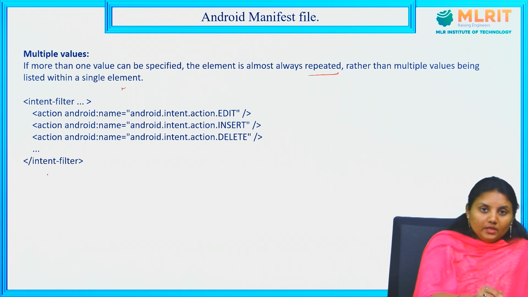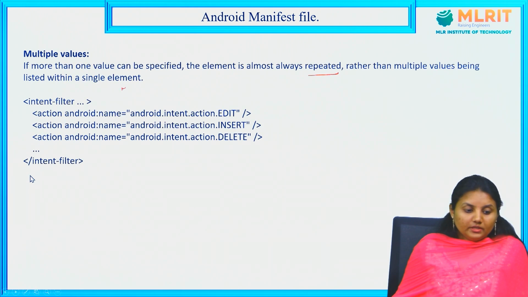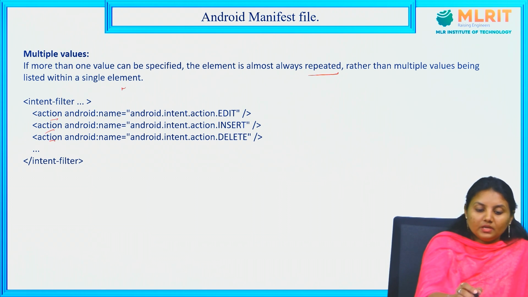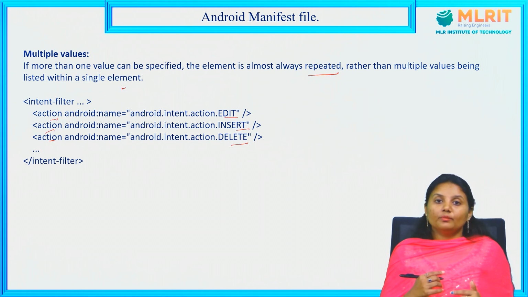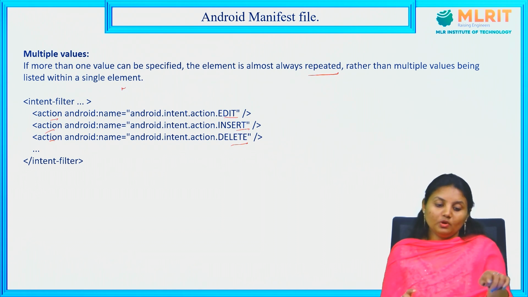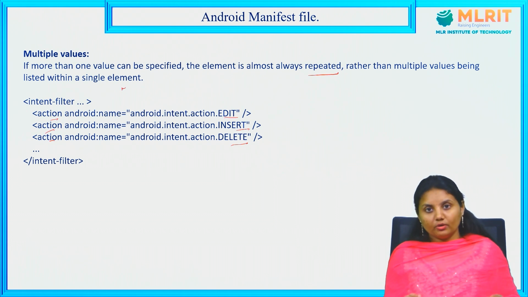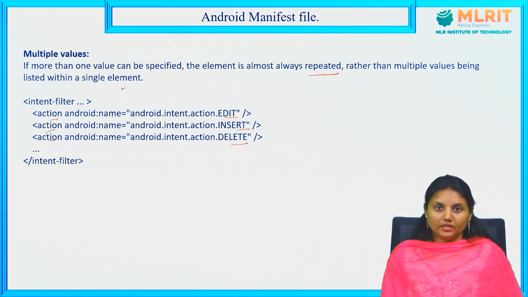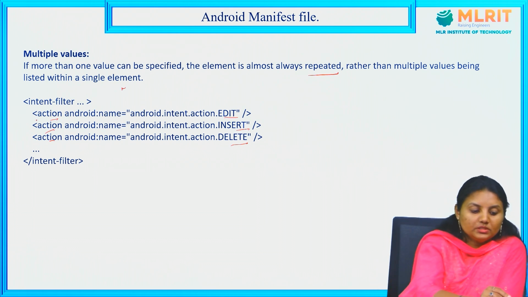Intent filter, you have a root tag. Root means parent tag. Under this intent filter, we have the action, which you have given 3 times. And each time the action is edit, insert and delete. Suppose you wanted to give more than one value, you want to edit, you also want to insert, you also want to delete according to the requirement. Then all that needs to be customized in your manifest file under the intent filter tag. So then we are going to use this action tag.